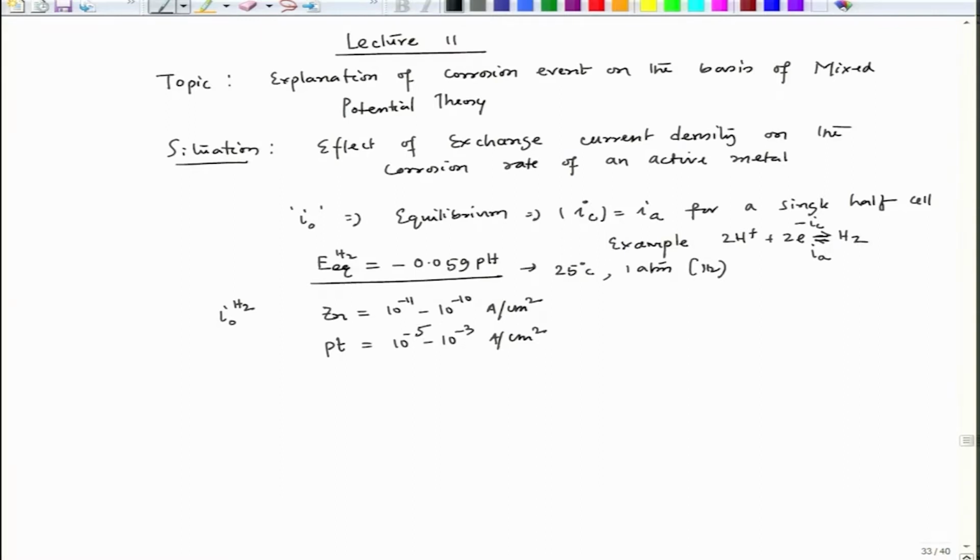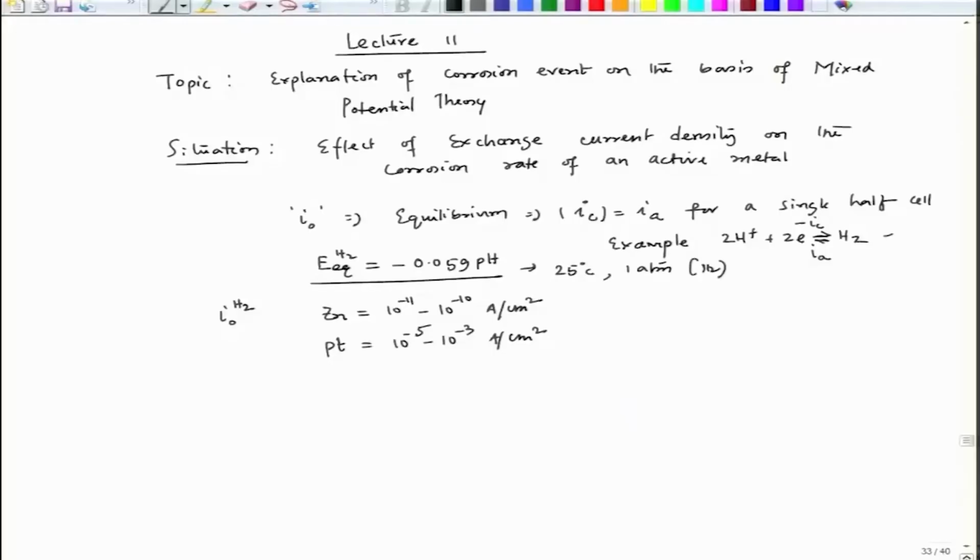So, in the next class I will show some tables, and it is also available on the internet, you can just look through what are the values of exchange current density of hydrogen evolution on different metal surfaces in acid medium. Similarly, for other cathodic reactions or anodic reactions or any half cell reactions, I 0 can have different values.